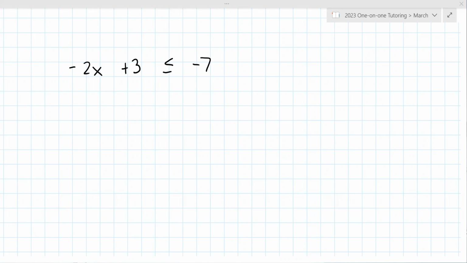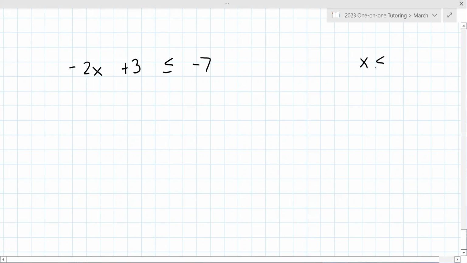Oh shoot, that's a negative. I got x is less than or equal to 5, like this, or the other way around for the symbol, greater than or equal to 5. Did you write this? Okay, good.